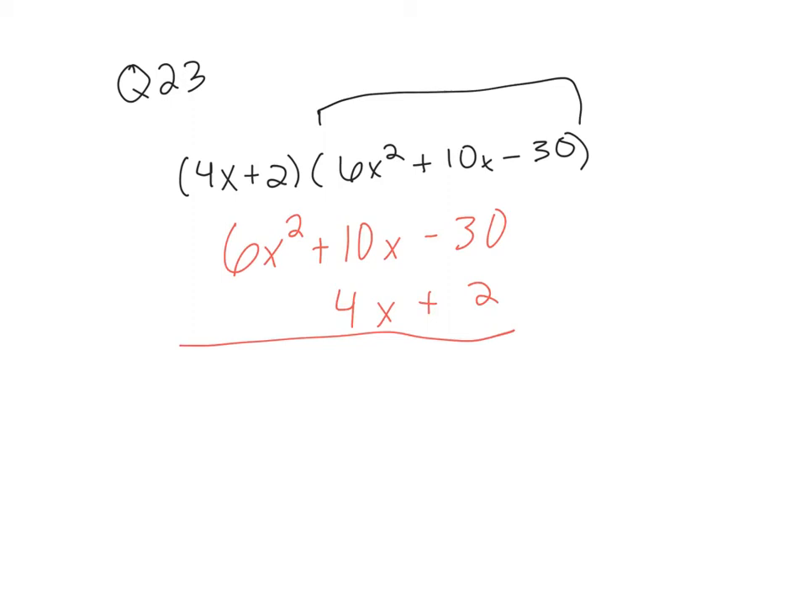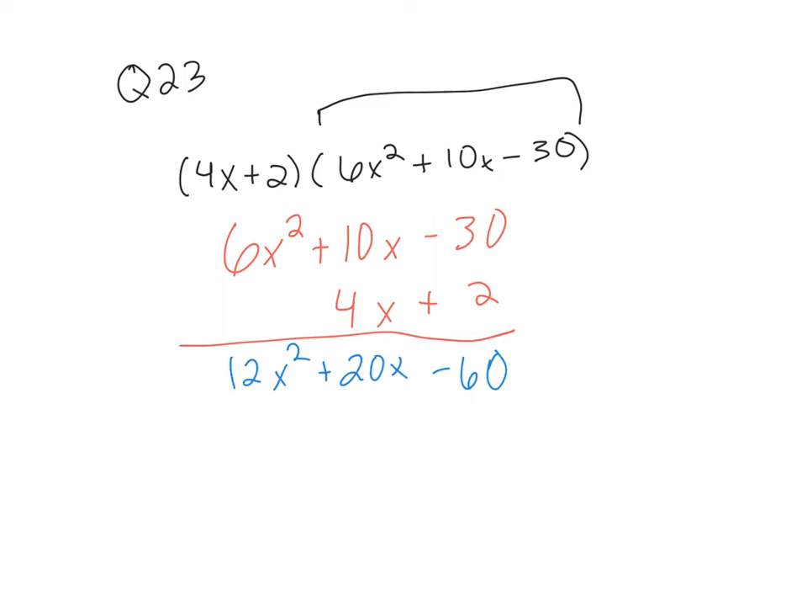So in multiplication, we would start with the rightmost number and multiply it by each piece. So we're going to multiply everything by a positive 2. So 2 times negative 30, 2 times 10x, 2 times 6x squared. So we're going to have 2 times negative 30 is negative 60. 2 times 10x is a positive 20x. 2 times 6x squared is 12x squared.